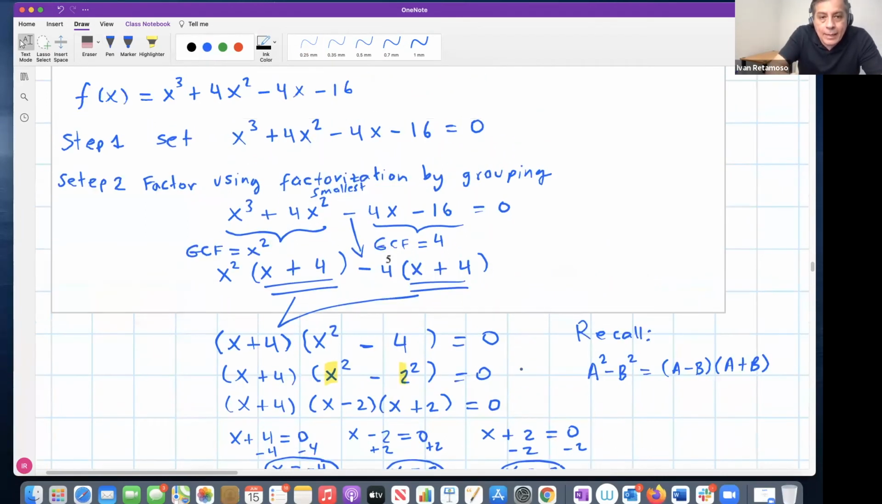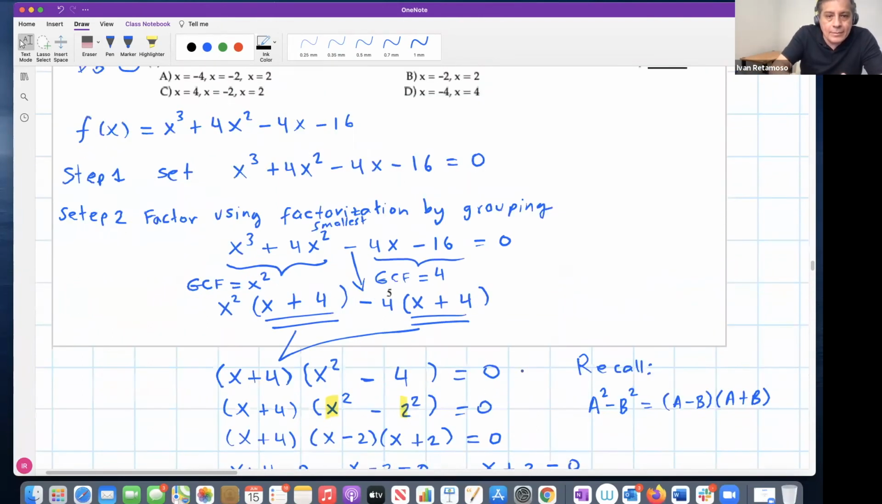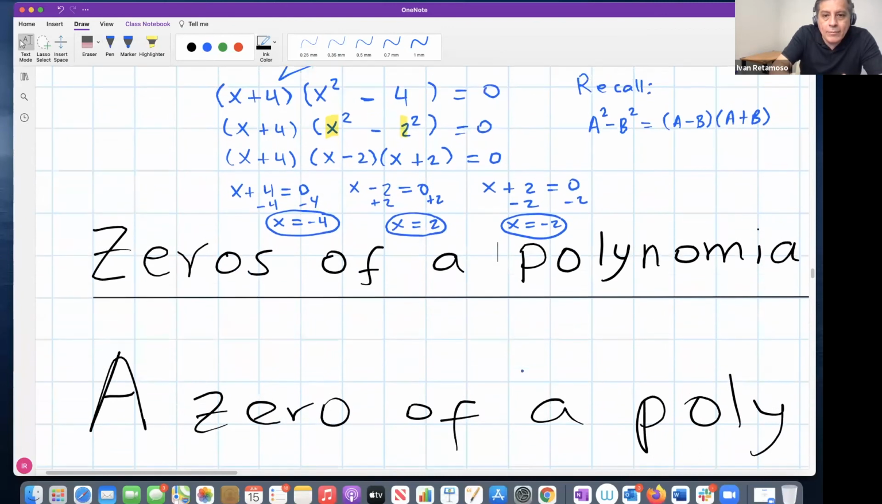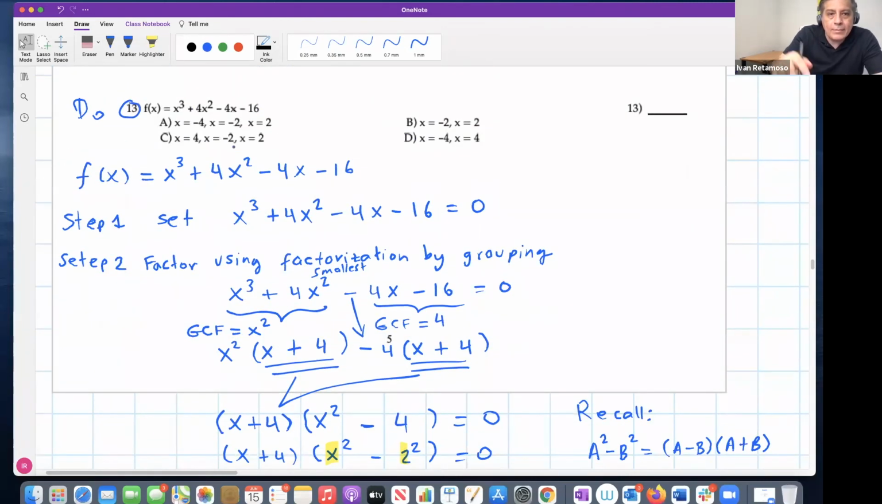So go back. The one that is telling you that negative 4, 2, and negative 2 is the first one, right? So negative 4, negative 2, and 2. Very good, guys. Very good. Excellent.